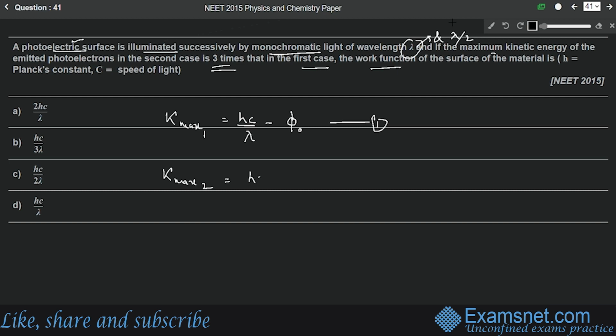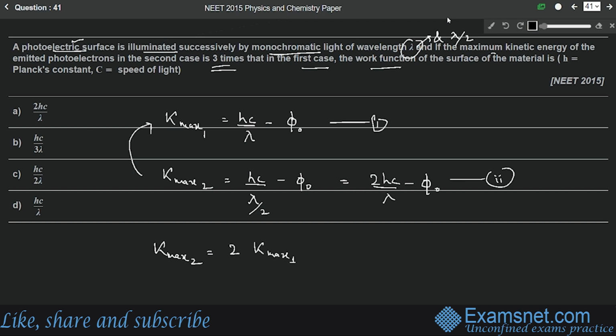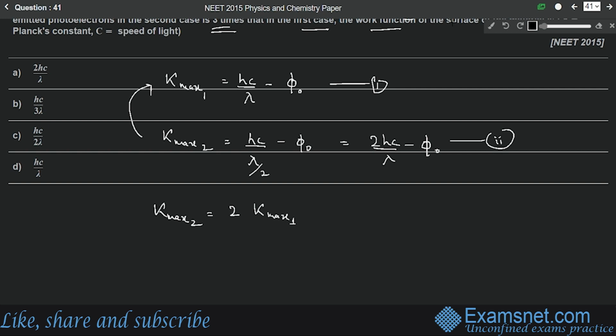So this time it will be hc by lambda by 2 minus phi naught, that is equal to 2 hc by lambda minus phi naught. So this is the maximum kinetic energy in the second case. Now this second one is 3 times the first one. So K max 2 is 3 times K max 1. So we just have to put the values, then we can find out the value of the work function.